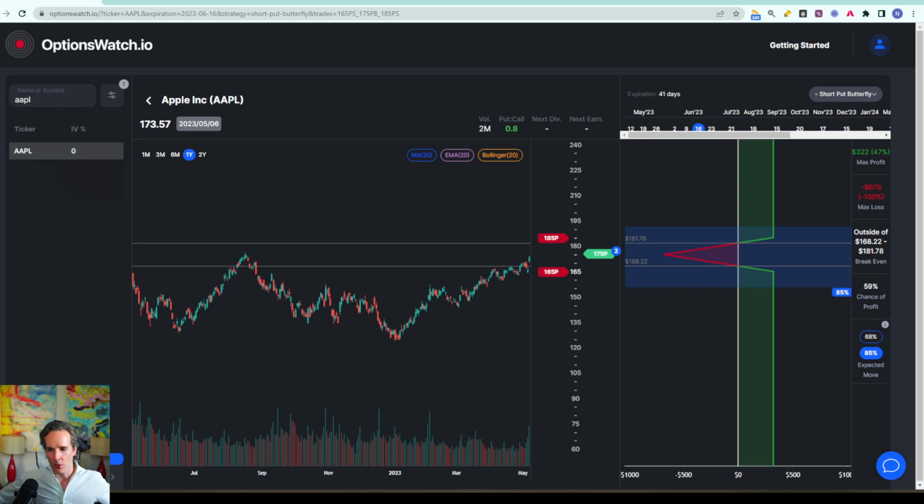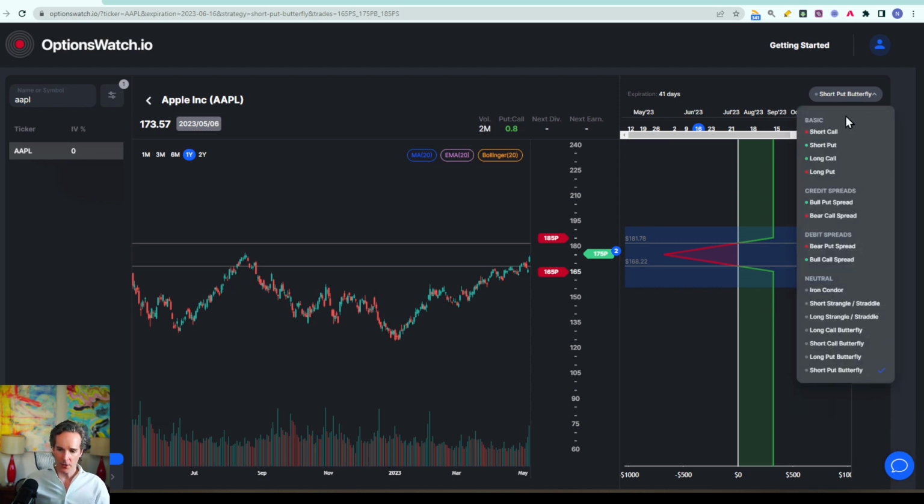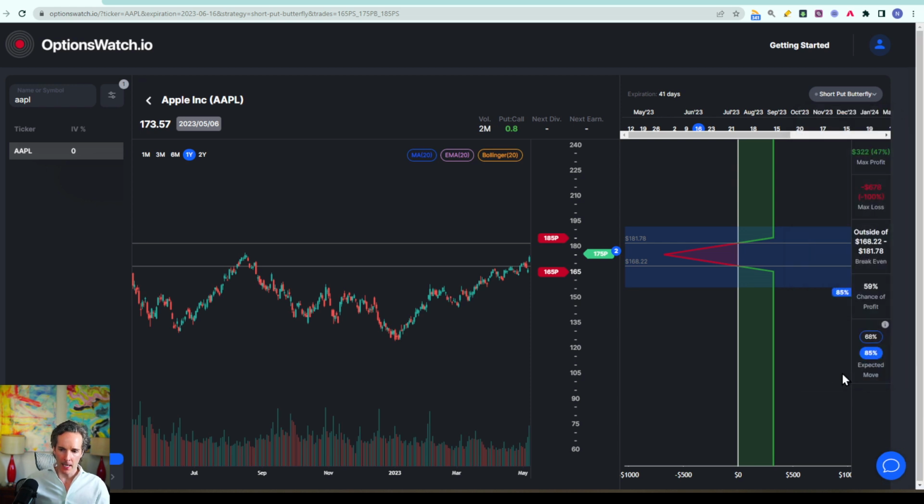How can you use Options Watch to set up a more advanced strategy, say like a butterfly? So you click on the selection here of strategies, and I've selected a short put butterfly here as an example. And you can now see how this works. Essentially, green means profit, red means loss, and it tells you how much you're losing and how much you're winning at the share price. The vertical axis here represents the strike prices, but also the share prices at the same time as the stock chart is on the left.